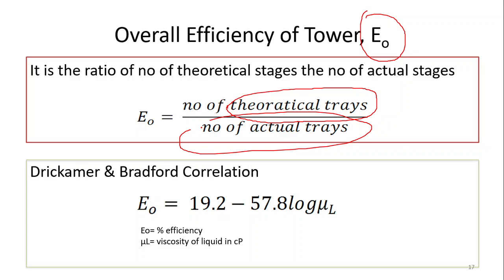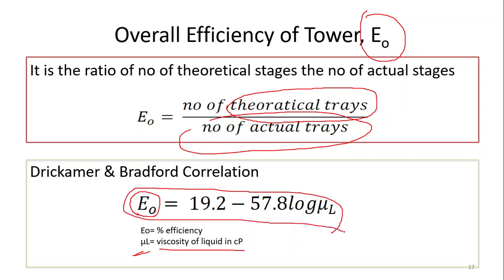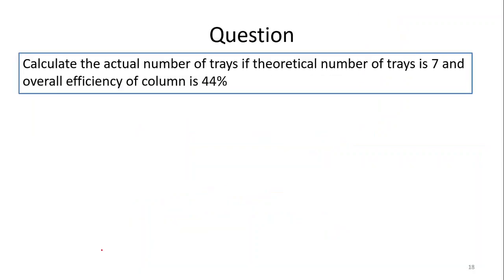One very famous correlation is the Drickamer and Bradford correlation, although there are many other correlations available in the literature. This is a very simple one, where E naught can be calculated as 19.2 minus 57.8 log of mu L, where E naught is always given in percentage, and mu L is the viscosity of the liquid in centipoise. So this is the equation. You all should remember this equation to find the efficiency, and this correlation is the Drickamer and Bradford correlation.